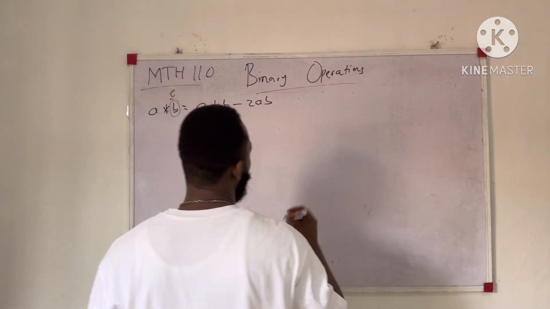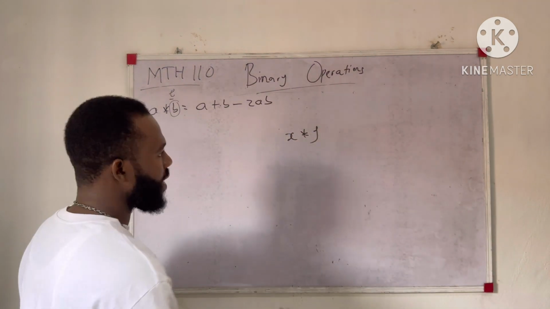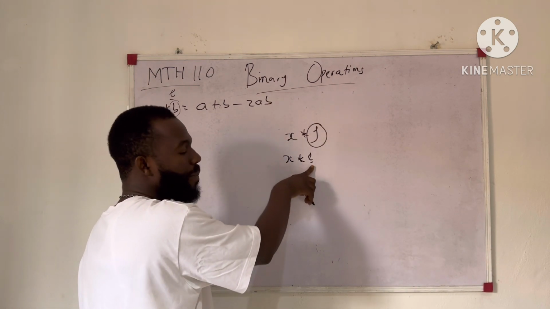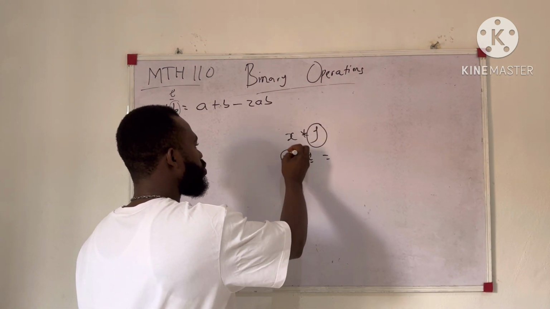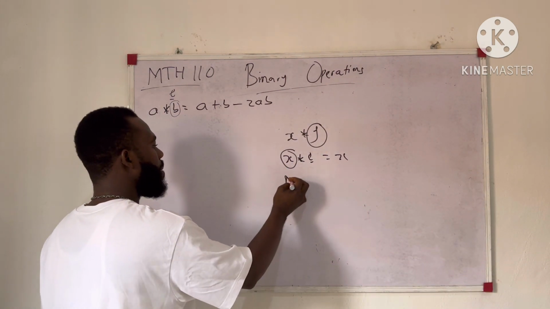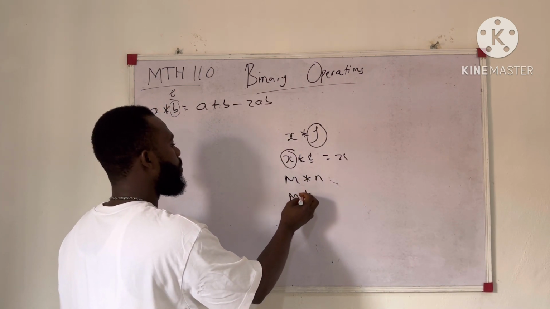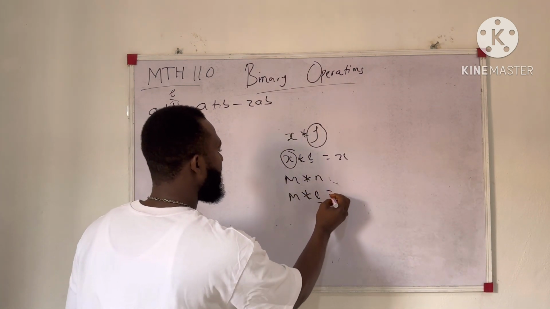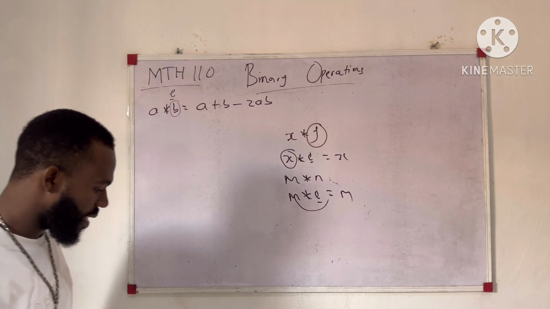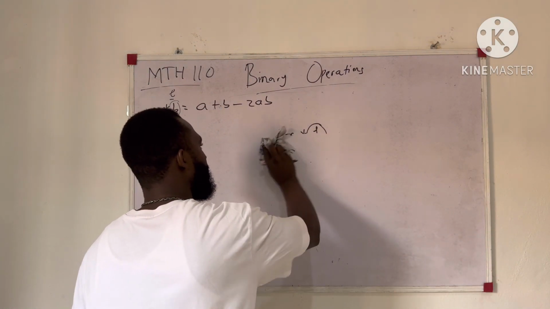So, for instance, if I have x operation y, and I want to get equation 1, it becomes x operation identity. Y becomes identity, equal. So, what do I have here? Equal to x. Again, if I have m operation a, it becomes m operation identity equal to what? To n. Alright, so it's as simple as that.